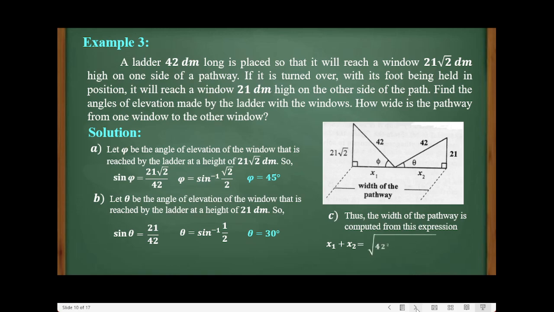So for the width, that will give us the square root of the quantity 42 squared minus the square of 21 square root of 2. Then you add to that the value of x sub 2, that is, the square root of 42 squared minus 21 squared. So if we're going to simplify the right side, it will give us the width of the pathway, which is 21 square root of 2 plus 21 square root of 3 decimeters. Okay, so there you have it. This is the answer.